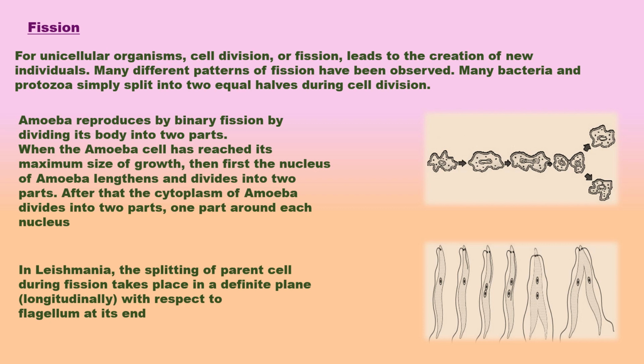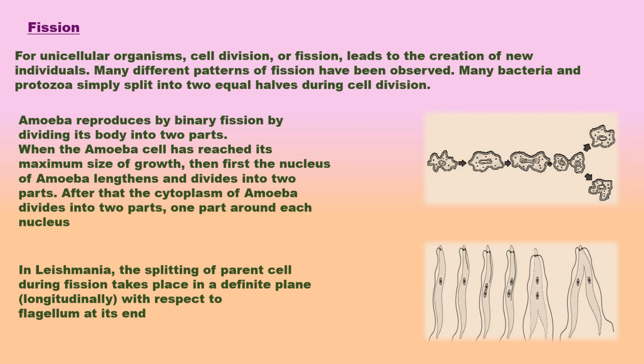Amoeba reproduces by binary fission by dividing its body into two parts. This happens as follows: when the amoeba cell has reached its maximum size of growth, then first the nucleus of amoeba lengthens and divides into two parts. After that, the cytoplasm of amoeba divides into two parts, one part around each nucleus. In this way, one parent amoeba divides to form two smaller amoebae.